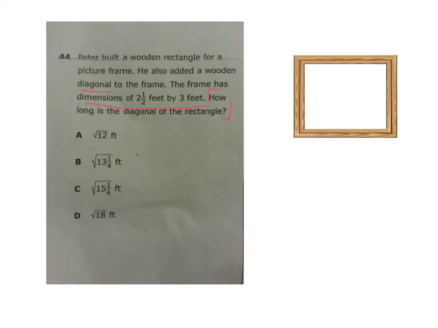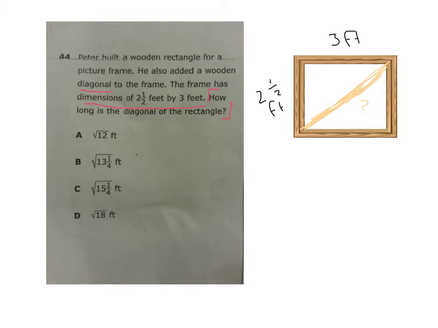So here's Peter's picture frame, and they tell us the dimensions are 2.5 feet by 3 feet. And then they also tell us that he is going to add a diagonal to it. So he's going to add a diagonal piece that goes like that. And the question is asking for how long that diagonal is.